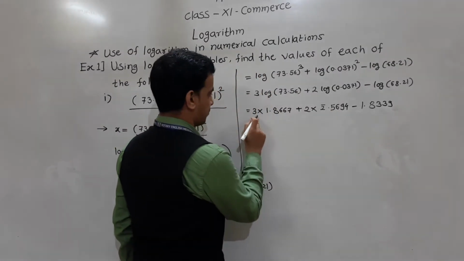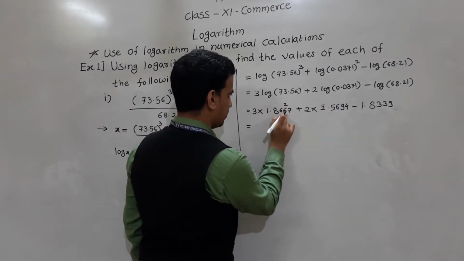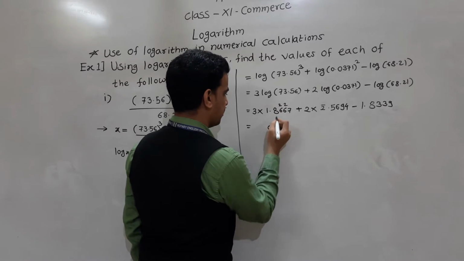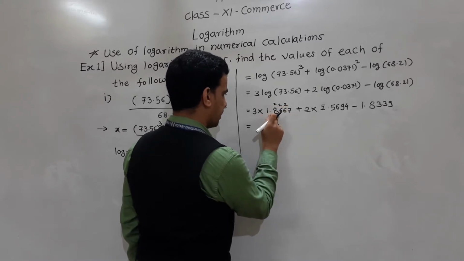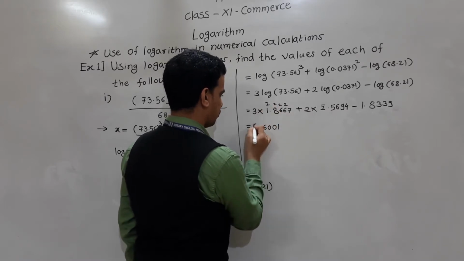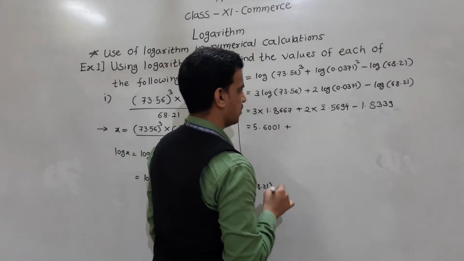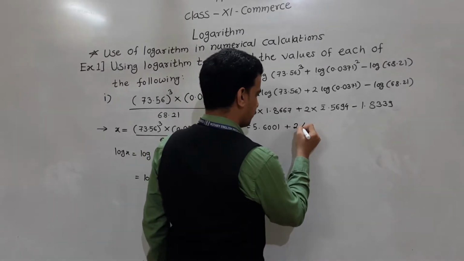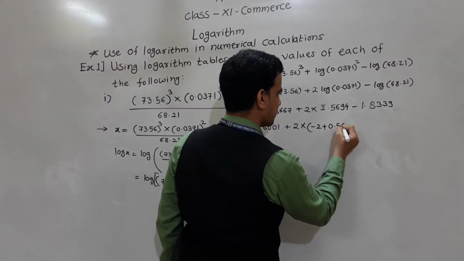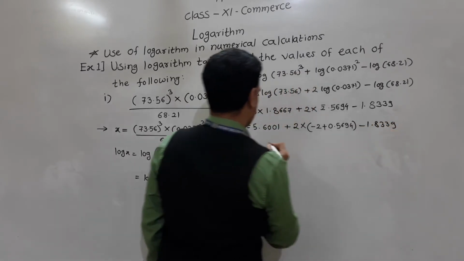So first multiply this, 3 sevens are 21, 3 sixes are 18 plus 2, 20, 3 sixes are 18 plus 2, 20, 3 eights are 24 plus 2, 26, 3 ones are 3 plus 2, 5. So 5.6001 plus this 2 into, we can write this is minus 2 plus 0.5694, okay, and minus 1.8339.